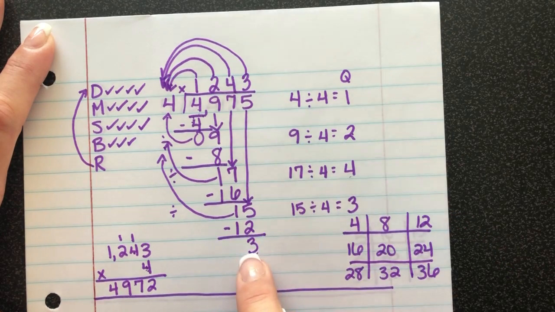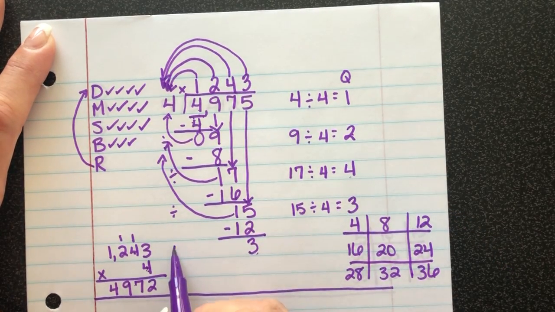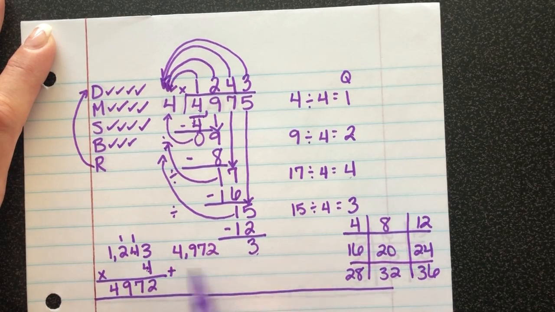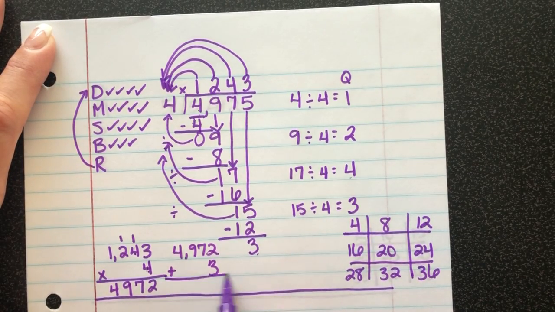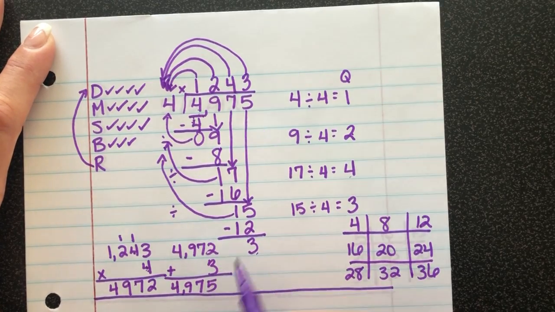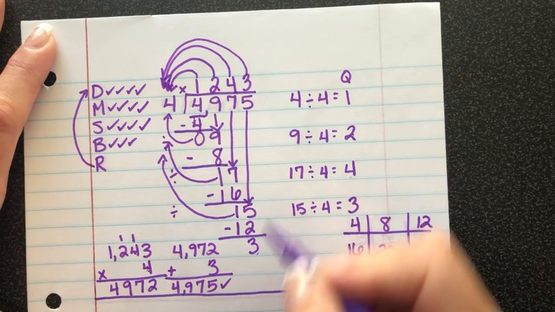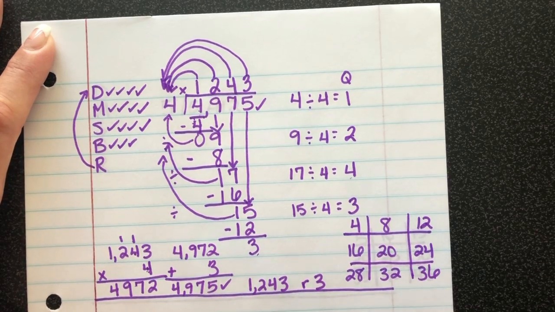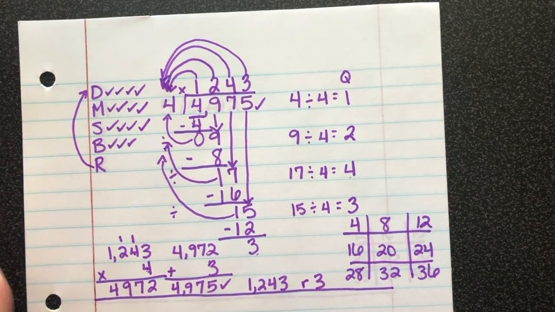That's because we had a remainder. So I need to take my 4,972 and add in my remainder of 3, which gives me 4,975, which does match. So our answer for this problem would be 1,243, remainder 3. All right, next problem.